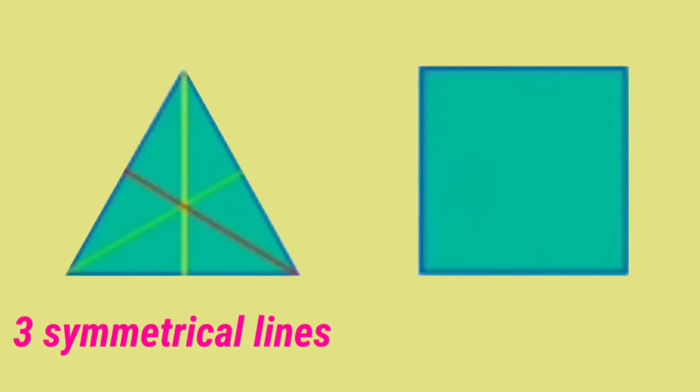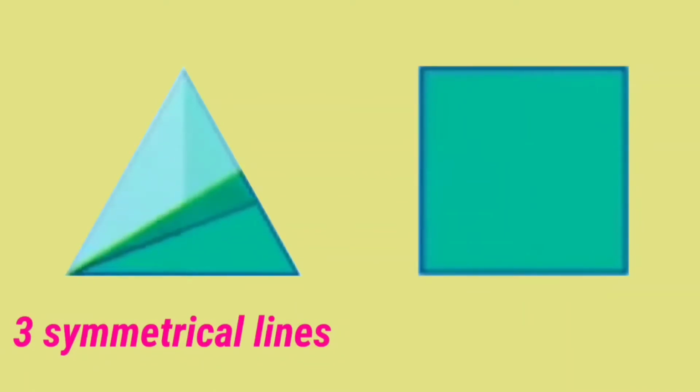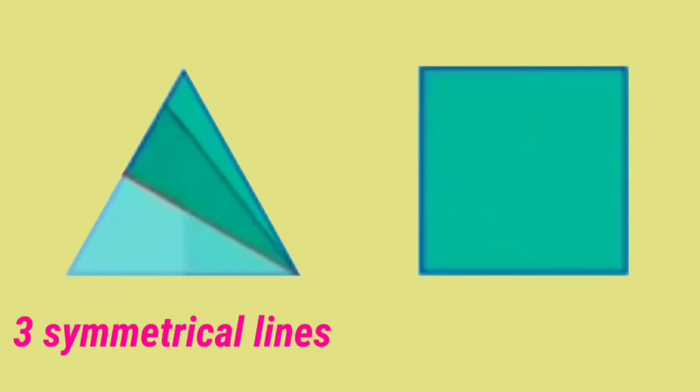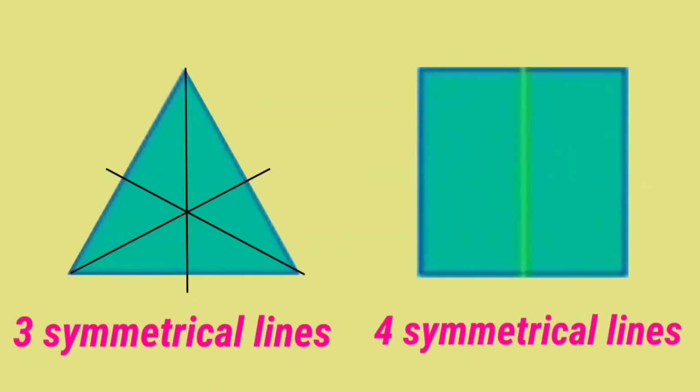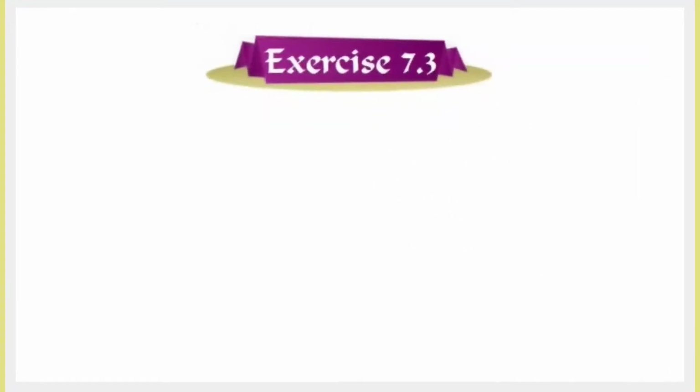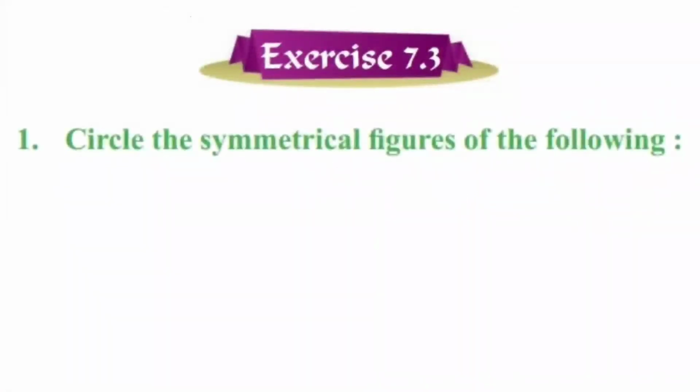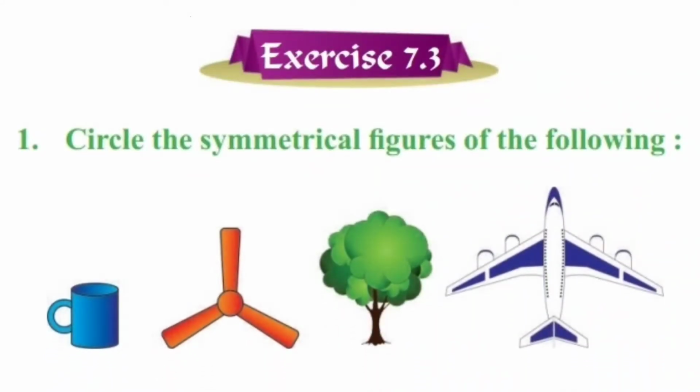Dear students, a triangle of three equal sides has three symmetrical lines. As you can see, when we fold the triangle along these symmetrical lines, its one part completely covers the other part. And similarly, a square shape has 1, 2, 3 and 4 symmetrical lines. Now students, based on this knowledge, let us solve few questions on symmetry.